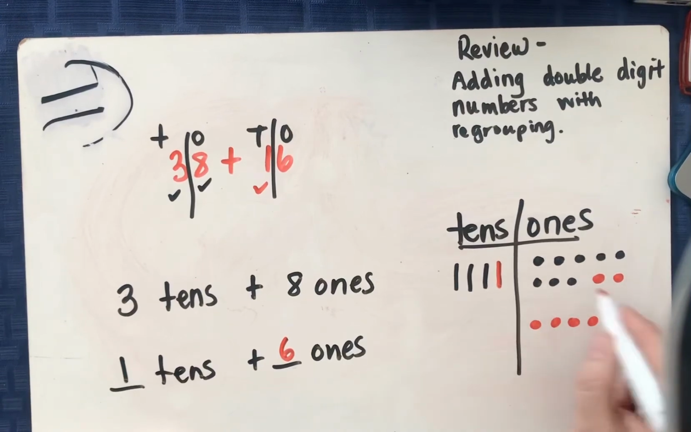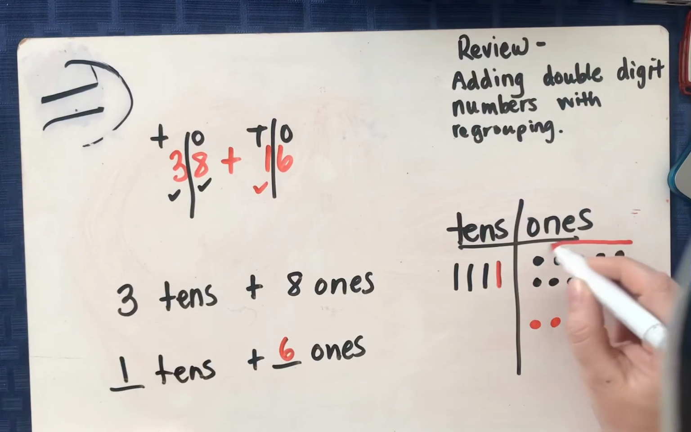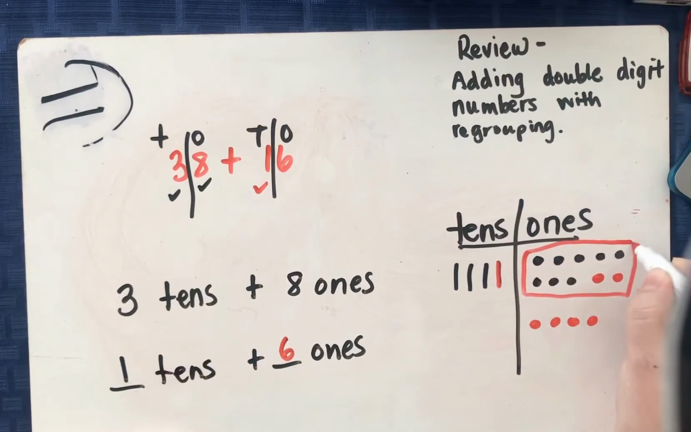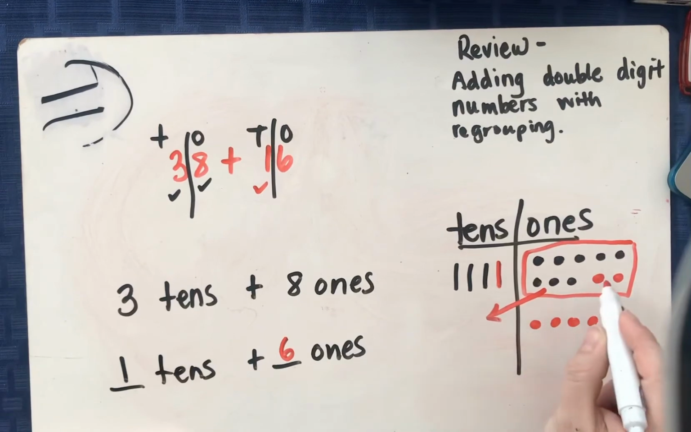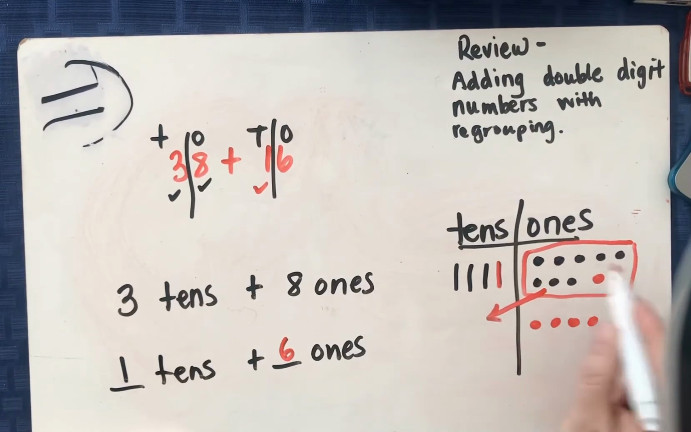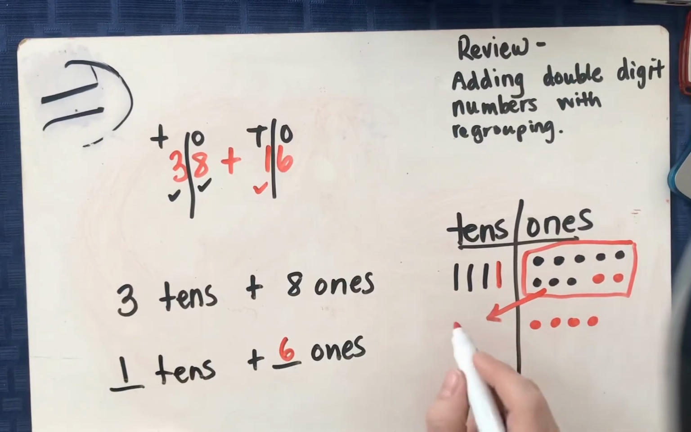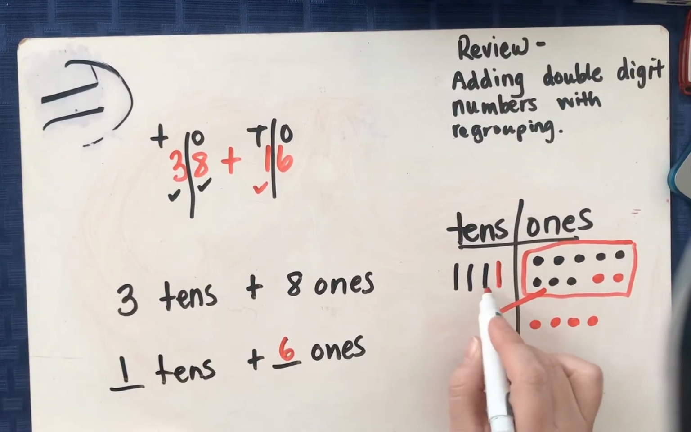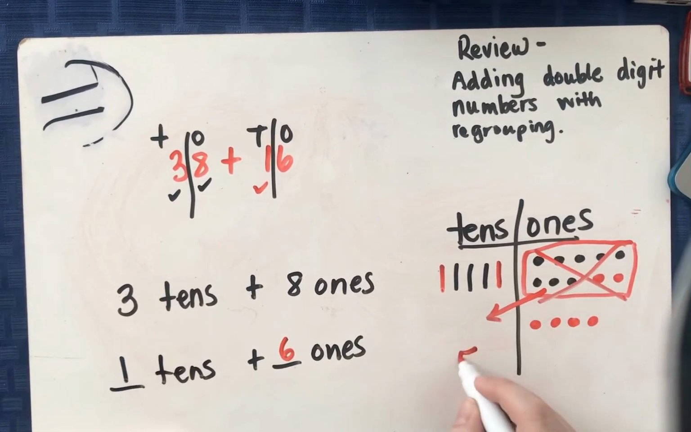I like to make sure that my ones are always lined up nicely, because then I can see that I actually made a group of 10. I'm going to draw it over here. I'm going to move this regrouping, all of these ones over to the tens place. So I have 1, 2, 3, 4, 5 tens. I'm going to cross that off. 5 tens and 4 ones.